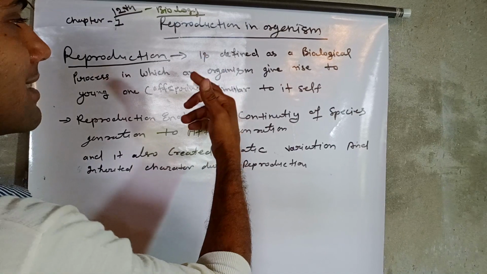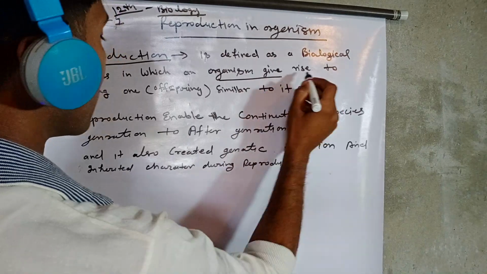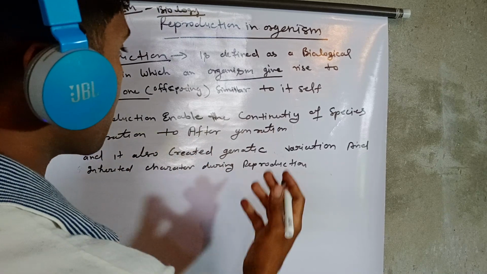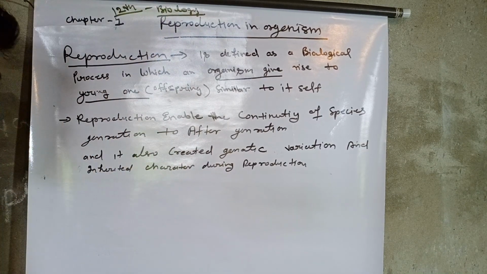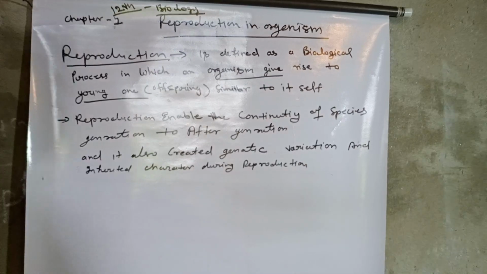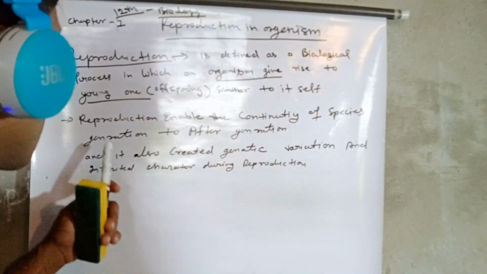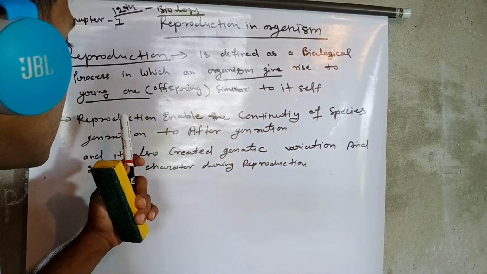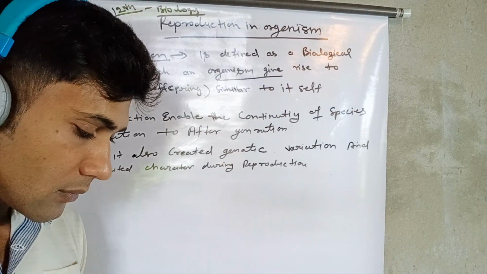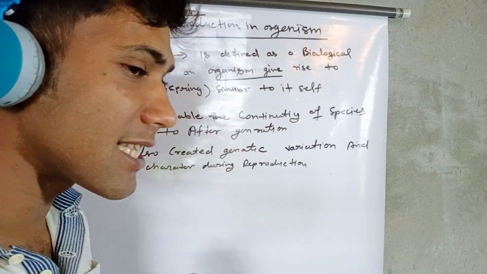Definition: it is defined as a biological process in which an organism gives rise to new young ones, offspring similar to itself. That means reproduction is a biological process in which organisms give rise to young ones, and reproduction enables the continuity of species generation after generation. That means students, reproduction is a process by which we maintain the continuity of species.